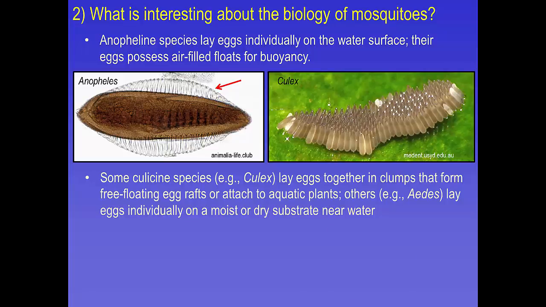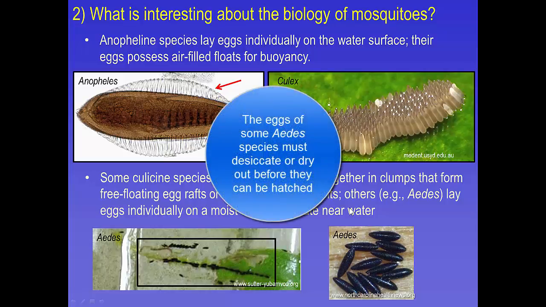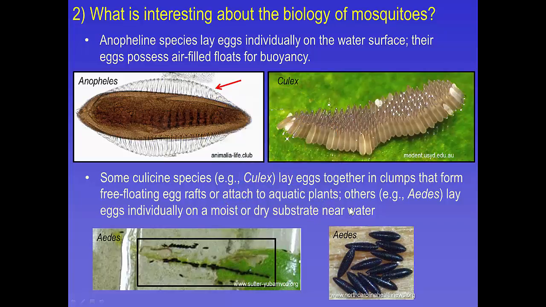On the other hand, the eggs of Aedes species of mosquitoes are laid individually on a moist substrate near the water-air interface. Now, in some species of Aedes, including the primary vector of Zika virus, the eggs must first desiccate or dry out before they can hatch upon the next rainfall. So their life cycle is often tied to the ebbs and flows of rainwater.